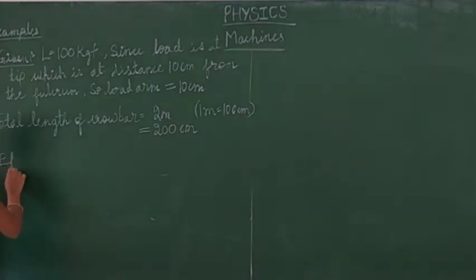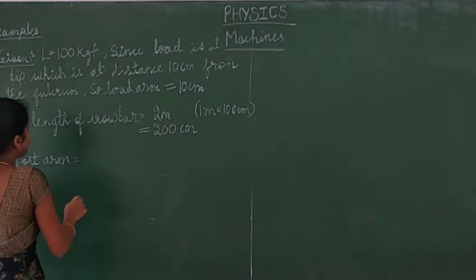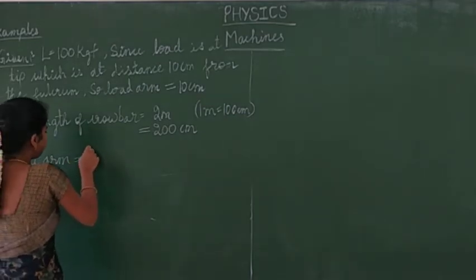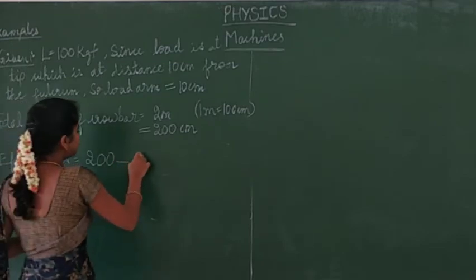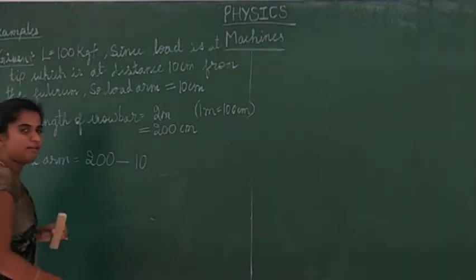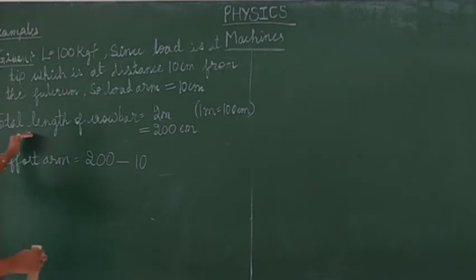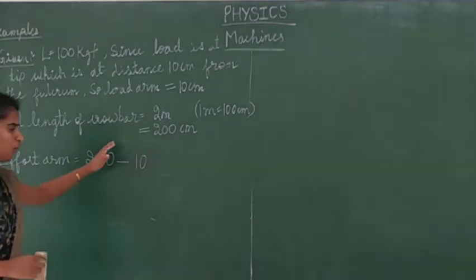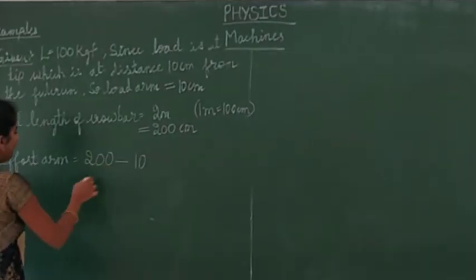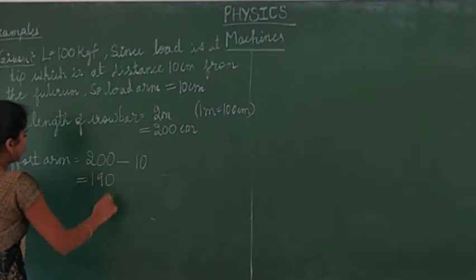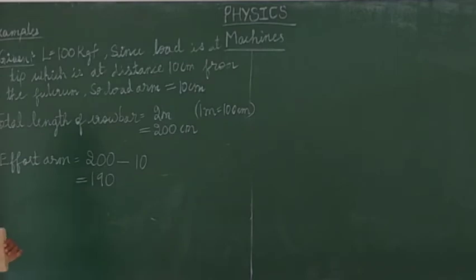Next we should find out the effort arm. So the effort arm is nothing but 200 centimeter minus 10 centimeter. Why? Because the total length of the crowbar minus the load arm, so that is 200 minus 10, it is 190 centimeters. This is the effort arm.